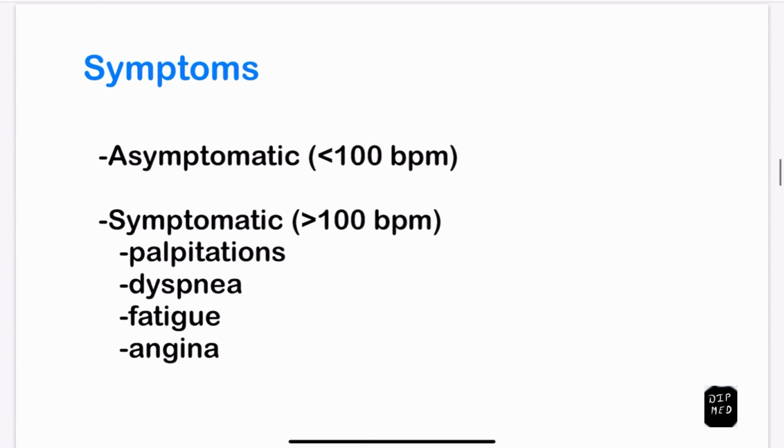Atrial fibrillation presents with a wide spectrum of symptoms. Many patients are asymptomatic and have a heart rate of less than 100 beats per minute. In these cases, atrial fibrillation is detected while doing a routine ECG or when someone examines the pulse and finds that it is irregular.